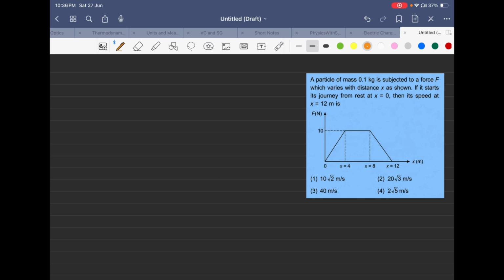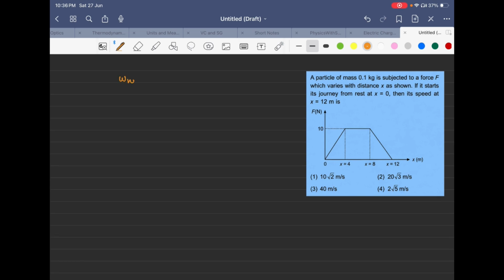So what will the work done value be? You can say net work done will be the integral of dW. Integral of dW will become integral of F dot dx. We have displacement in one direction only. So whenever we have an integral relation, it means area under the curve.